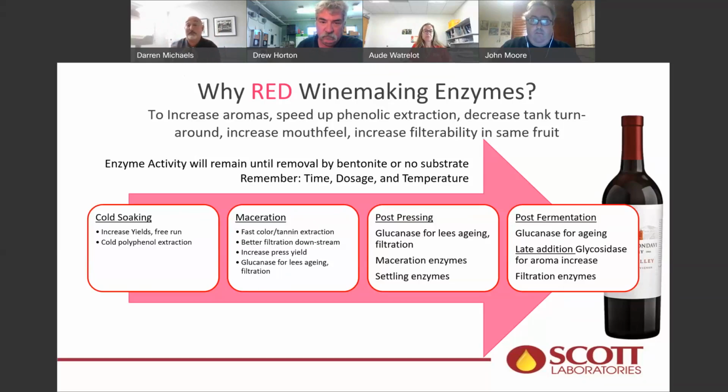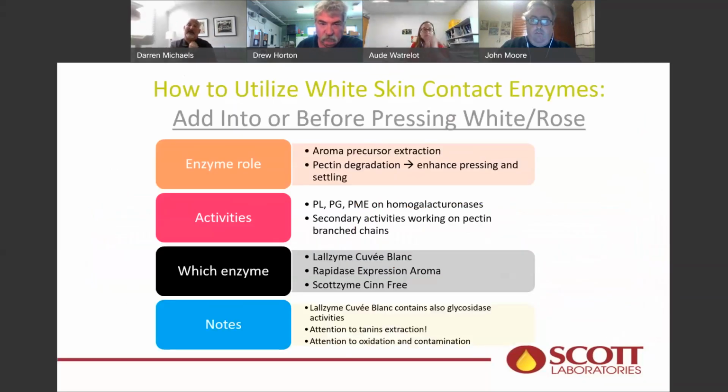And as a result, you should be able to see the downstream effects of it. So with white skin contact enzymes, they're very, very difficult enzymes to design, because you're adding an enzyme to increase the aroma or the flavor of a white wine, but you're not trying to increase any of the phenolics or any of the oxidized components. And if you do too much activity, you're going to end up with a mush, and you can end up with color, and too much flavor.